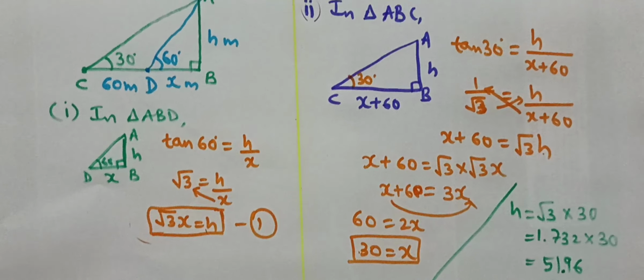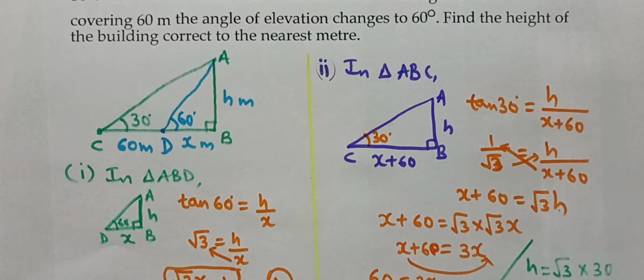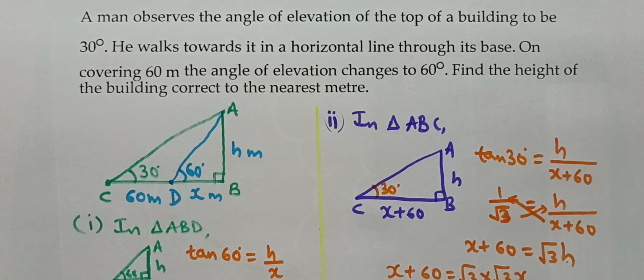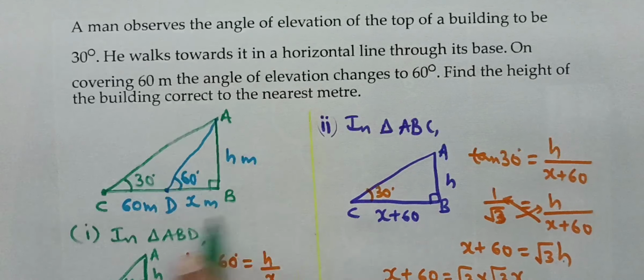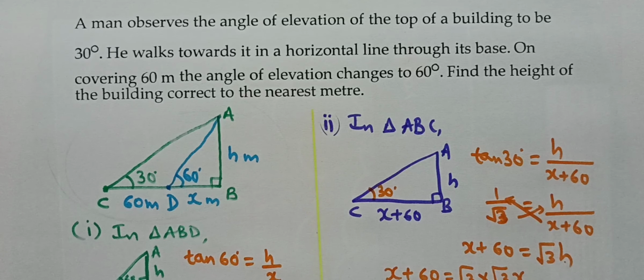So observe this question once again carefully. The question is, a man observes the angle of elevation of the top of a building as 30 degree. He walks towards the building, so the angle must be greater than 30 degree. So he walks towards the building 60 meter, then the elevation angle is 60 degree. Now find the height of the tower. So in this particular figure, you can observe two right angle triangles, ABD and ABC. The main role is of the figure in this type of questions.